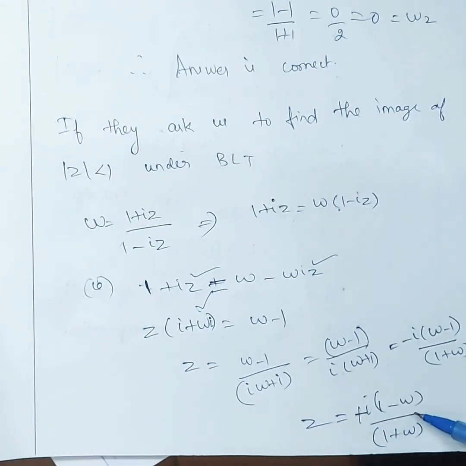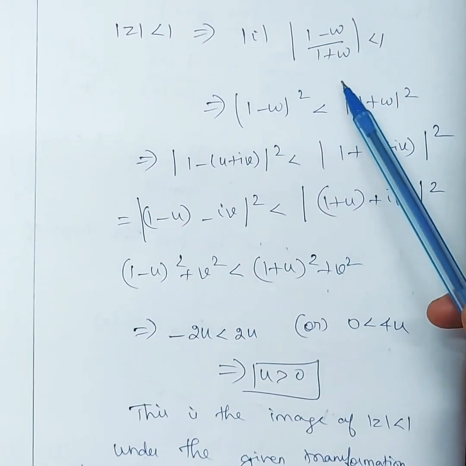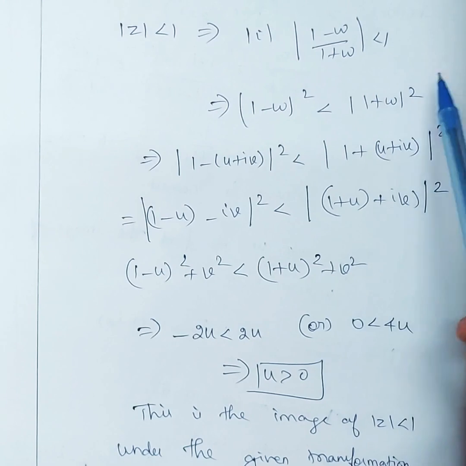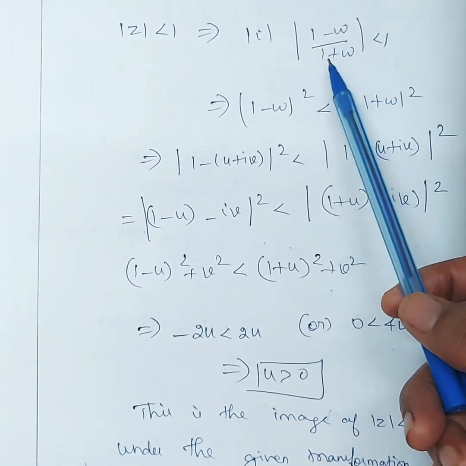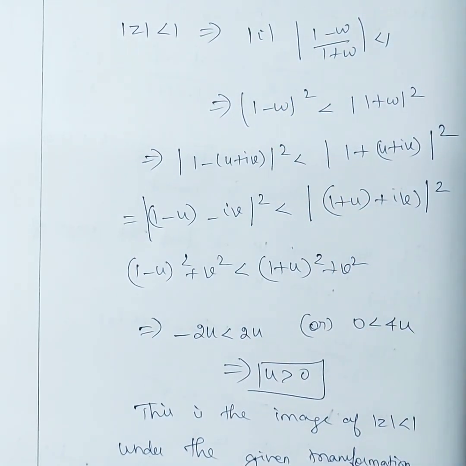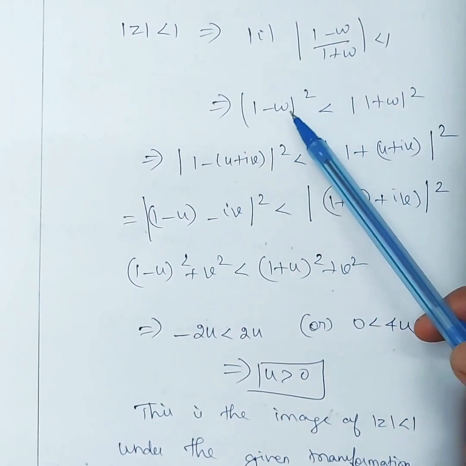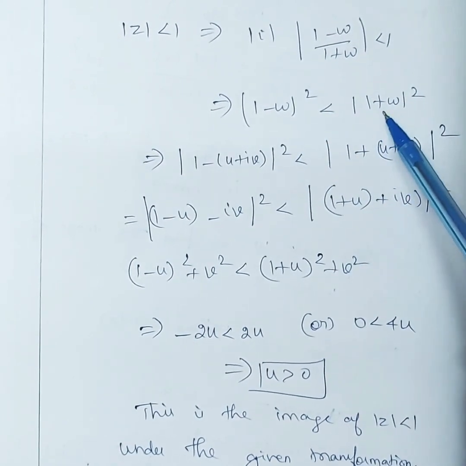Modulus of z less than 1 means modulus of this will be less than 1, right? So modulus of i into modulus of 1 minus w by 1 plus w less than 1. Anyhow, this value is not going to be less than 1. So we are going to compare this only. When we square it, anyhow, i square value and modulus, it will become plus. So this will not going to affect the result. So leftover term is modulus of 1 minus w the whole square less than modulus of 1 plus w the whole square.